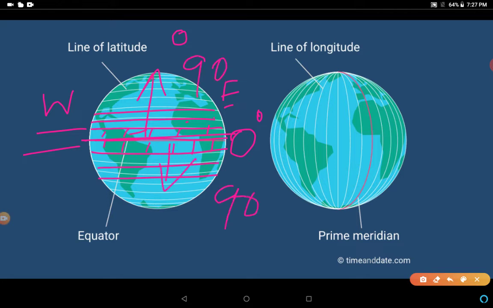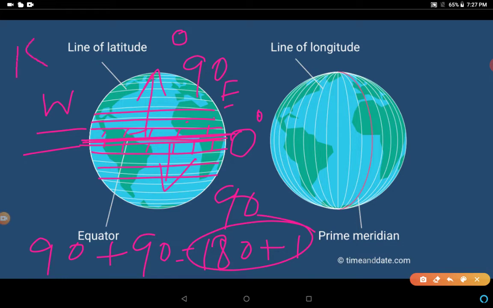So 90 plus 90 is 180, plus 1, what? The 0 degree latitude means the equator. So total latitudes are 181. You have to remember, dear students, how many latitudes are there? 181 latitudes are there, including the equator, because 90 latitudes are in the northern hemisphere and 90 latitudes are in the southern hemisphere. So in this way, total latitudes are 181, including the 0 degree equator.